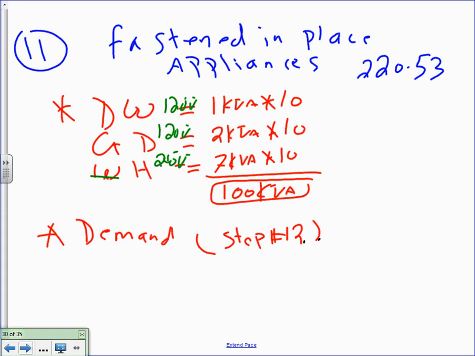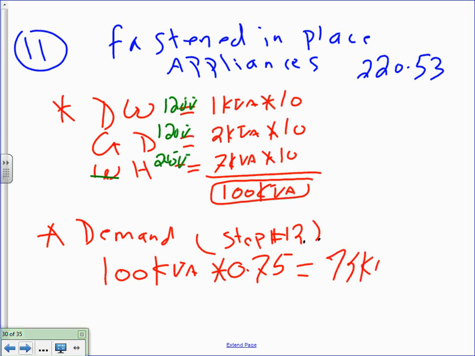So I take the 100 kVA multiplied by demand of 0.75, and that's coming from 220.53. If anybody disagrees, go to 220.53. If it's written there, it's golden, at least in front of the law. If you do that, it will give me 75, right? That's easy math. 75 kVA, and now I highlight this and put my stars next to it, and that will be the demand for step number 5.